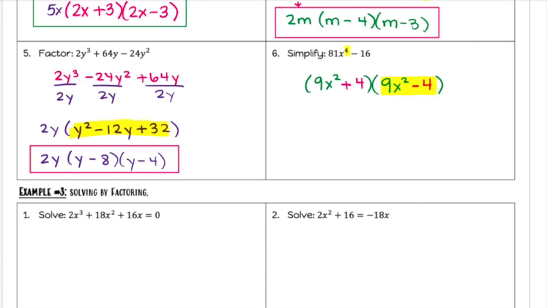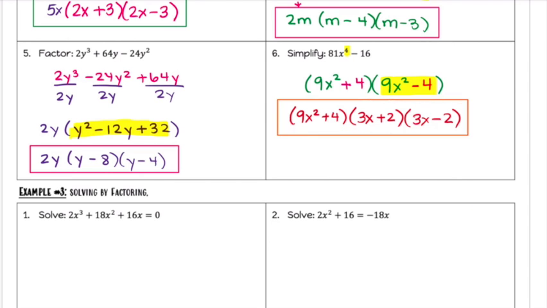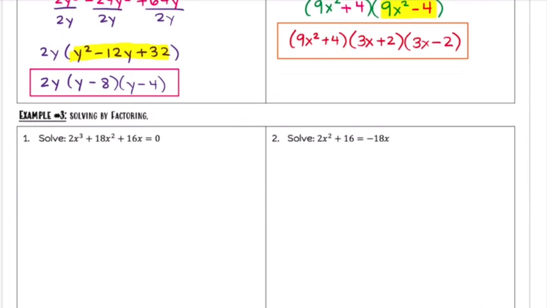Now, pay attention to this second piece here. You have another difference of perfect squares. So I'm going to rewrite that first piece down, and I'm going to expand that highlighted piece. So 9x squared can be broken up as 3x times 3x. We have a positive 2 and a minus 2. And this would be us factoring completely for number 6. Example number 3.